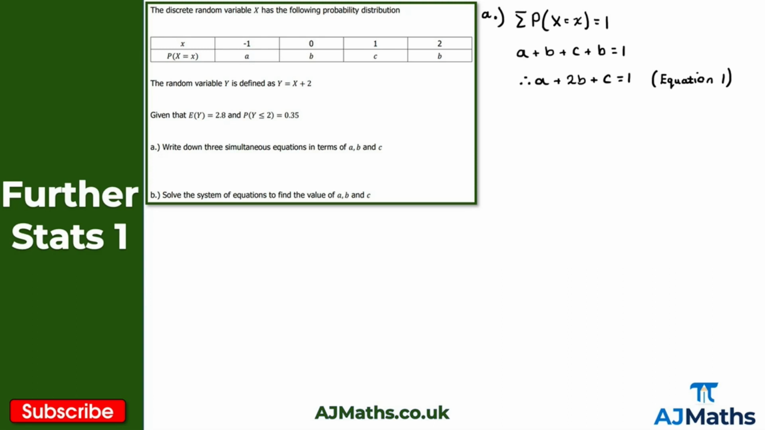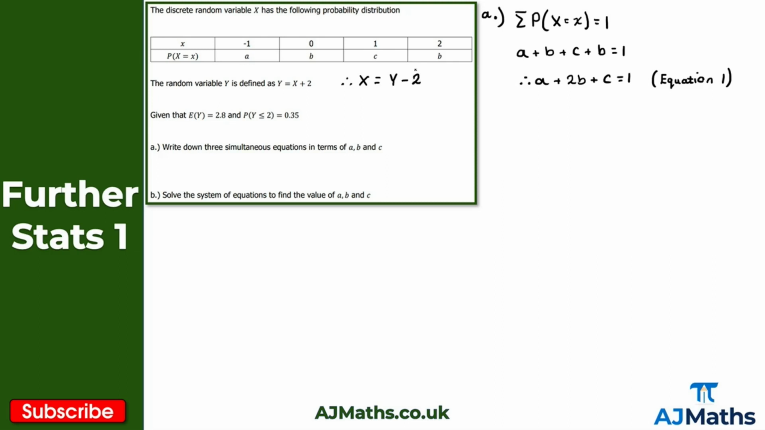And equation 2 we're going to obtain by using this fact here, that the expectation of y is equal to 2.8. Now, the random variable y is defined as y being equal to x plus 2. Like we saw for the previous question, where we rearranged and made the random variable x the subject, I'm going to do the same here. So if y is equal to x plus 2, if I rearrange this and make x the subject, then we can see that the random variable x is equal to y minus 2.